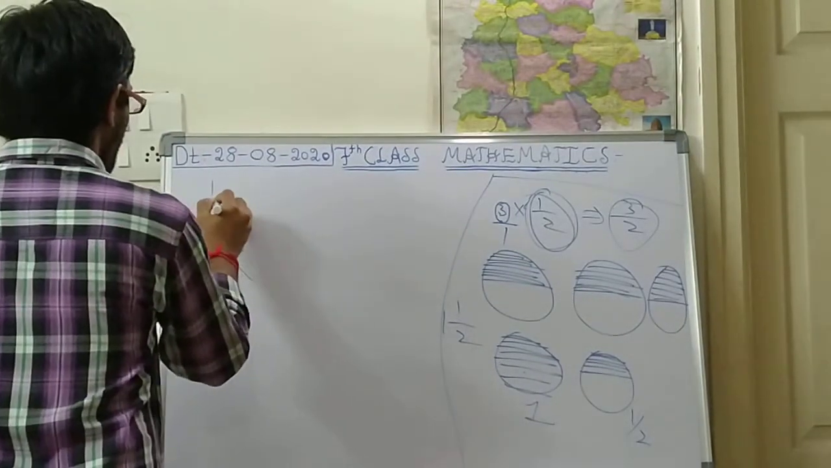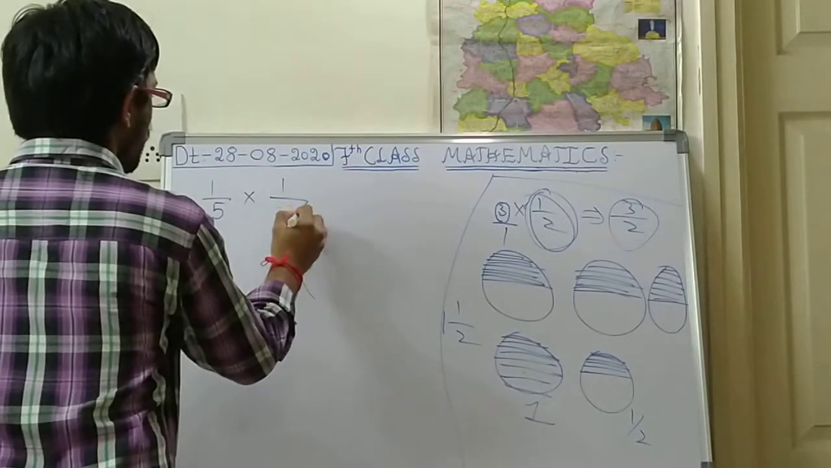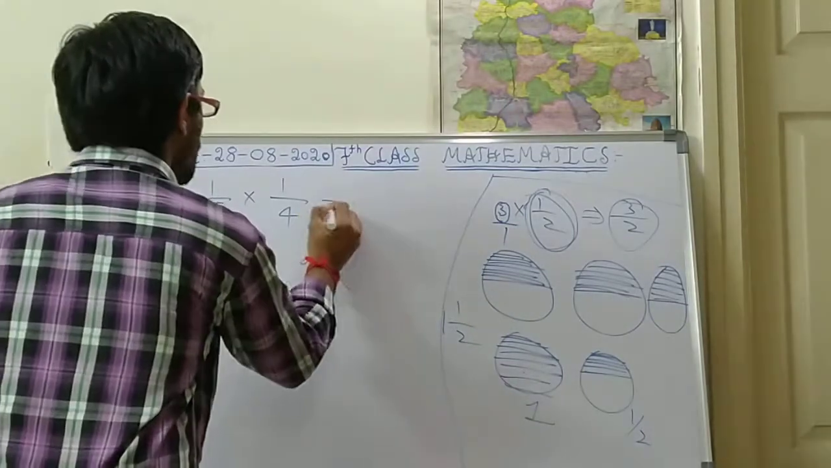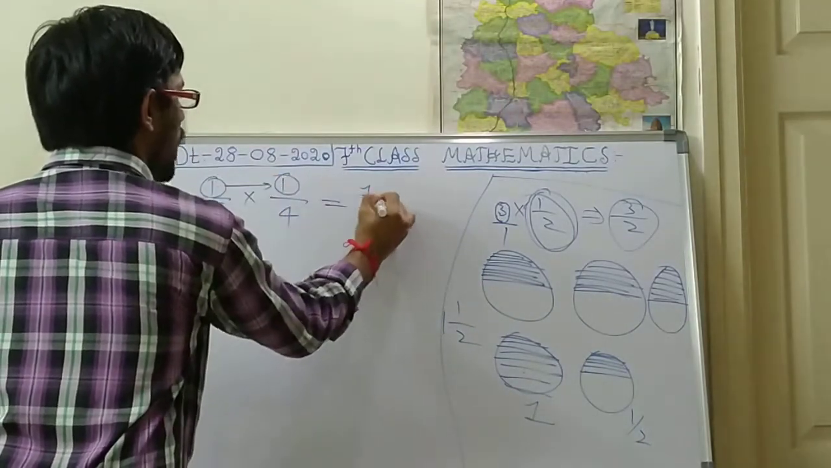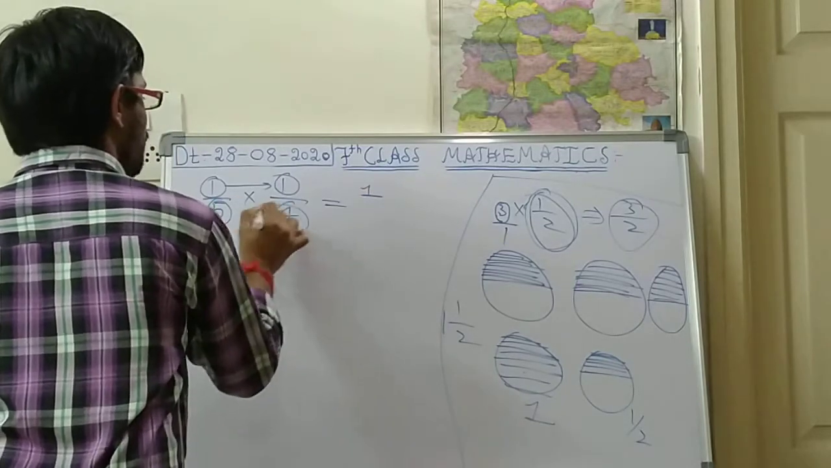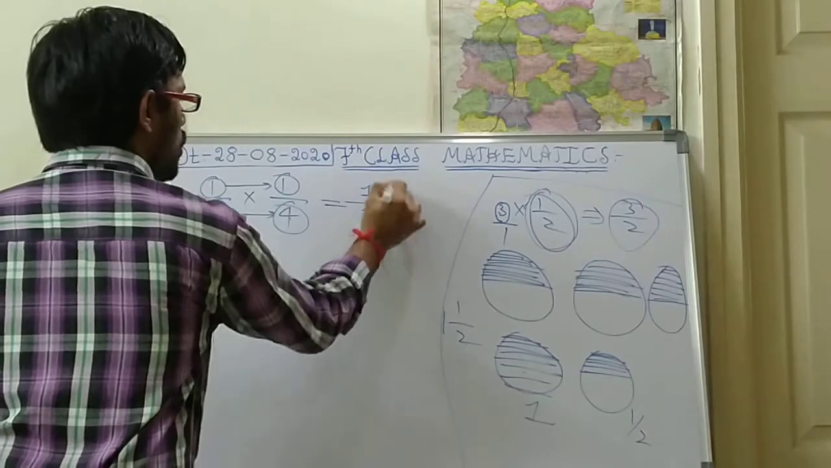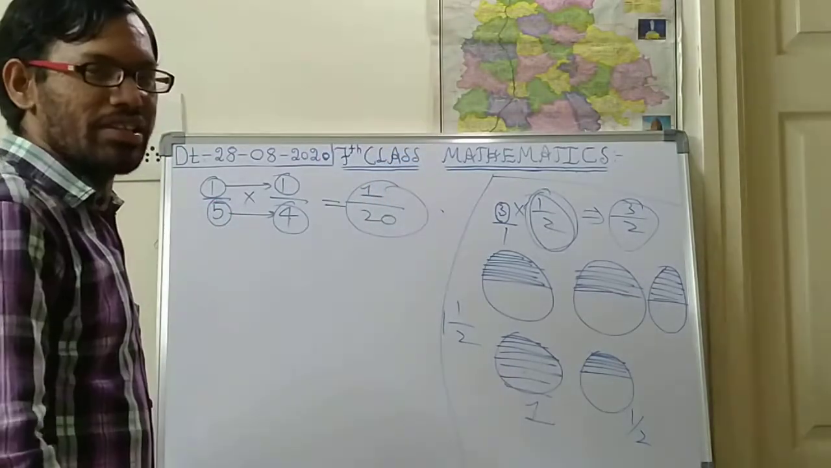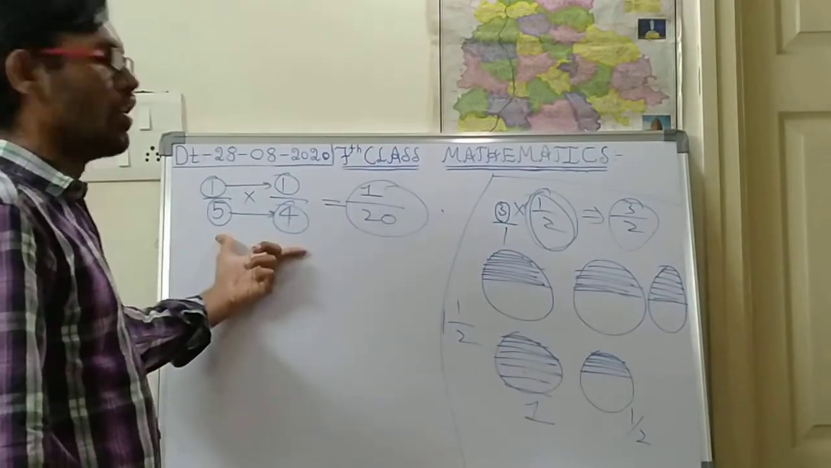Suppose I am taking 1 by 5 into 1 by 4. The numerator should multiply with the numerator: 1 into 1 is 1. The denominator should multiply with the denominator: 5 into 4 is 20. So 1 by 20 is the answer for this problem. This is about the multiplication of two fractions.